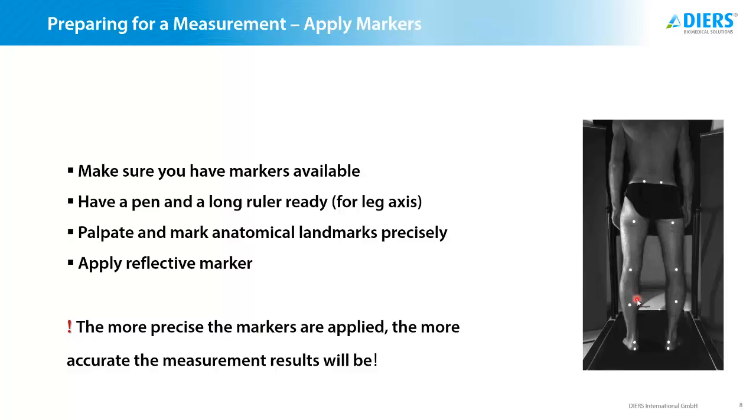Now, applying markers, how to do that? The general rule is that you have the markers available close to where you are preparing the patient, so that you don't have to run around. It's easier to have them with you, and to use a pen and a long ruler, because it is easier to palpate and mark the anatomical landmarks with a pen, and then afterwards apply the reflective markers. Once you get used to this, you will see that this way of working actually is way more precise and goes quicker also. So all these points that we discuss in detail later on, it is best to point them out with a pen first and then to place the markers.